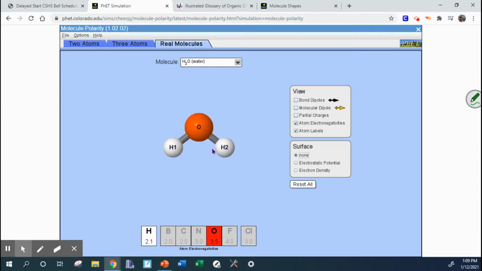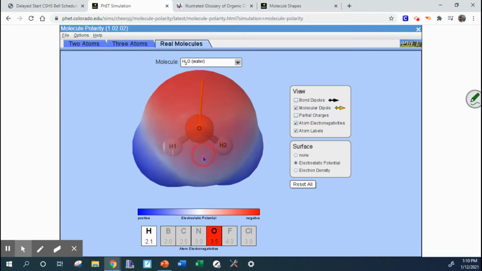Let's look at water. The electronegativity difference means it's polar covalent bonds here and here. I have dipoles, both pointing towards the oxygen because it's more electronegative. If I look at the overall dipole, we have a directional shape that goes straight up. The sharing of electrons is unequal. So this is a polar molecule with polar bonds.